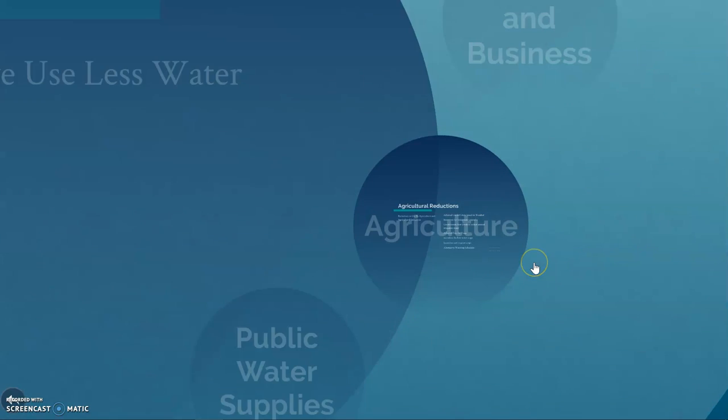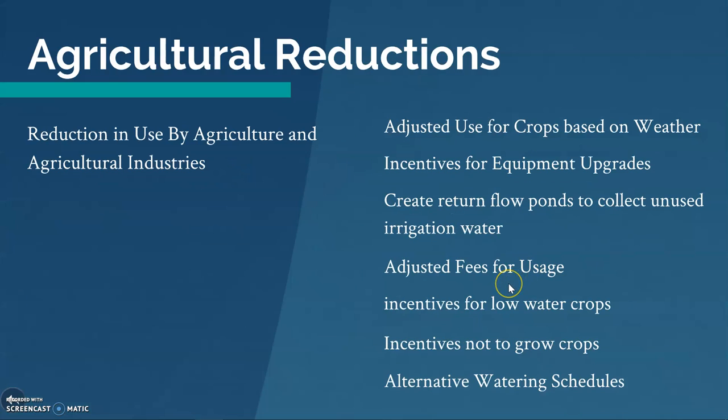The other thing is agriculture. Agriculture is going to be a big use of water. Obviously, farming crops, things like that, animal feeding operations, and agriculture-related industries are just going to use a lot of water. One of the incentives that we can use for reductions is basically to adjust water use for the crops based on weather. What's the natural weather? How much water do they really need?